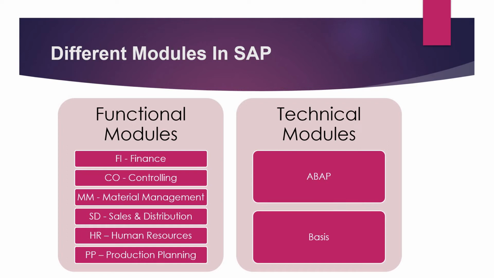Different modules in SAP. The popular modules which come under the functional side are FI, that is finance, CO, that is controlling, MM, that is material management, SD, that is sales and distribution, HR, that is human resource, and PP, that is production planning. Under technical modules, the very common and popular ones are ABAP and BASIS.